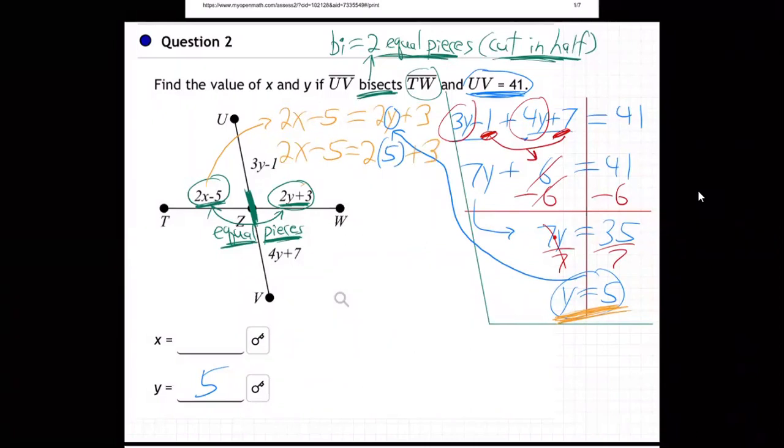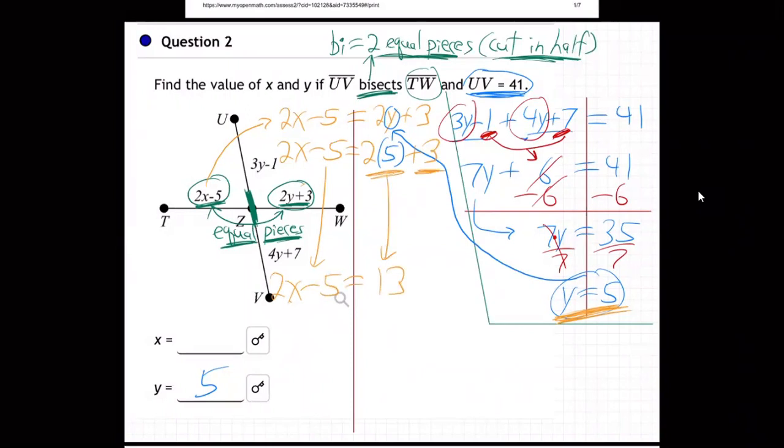Making sense? They're telling us it cuts it in half, 2 equal pieces, bisect. So this and this are equal. And then we've already found y. That's why we found y first. Plug in the y. So 2x minus 5 equals, and then this is going to be what, 13? 2 times 5 is 10, add 3, 13.